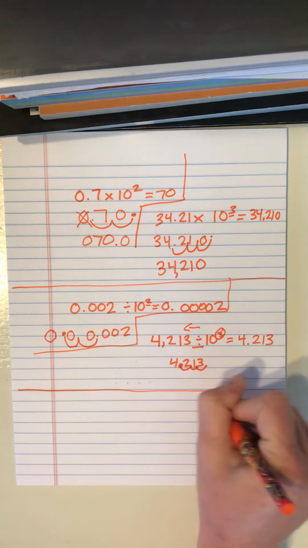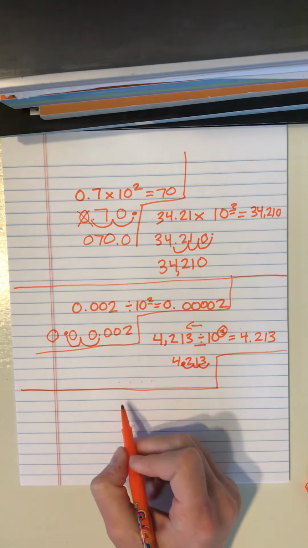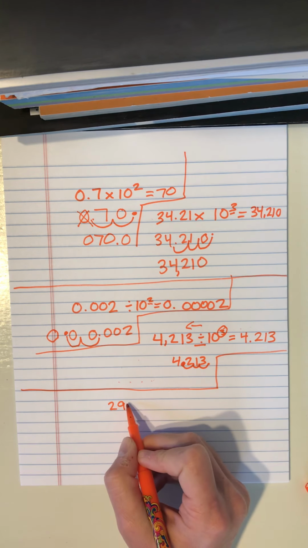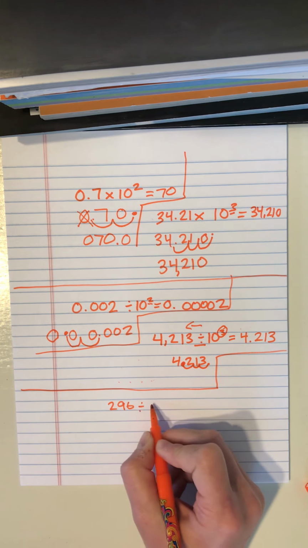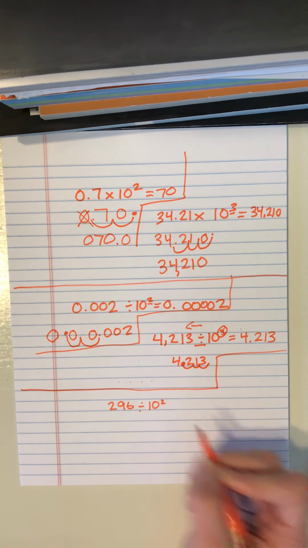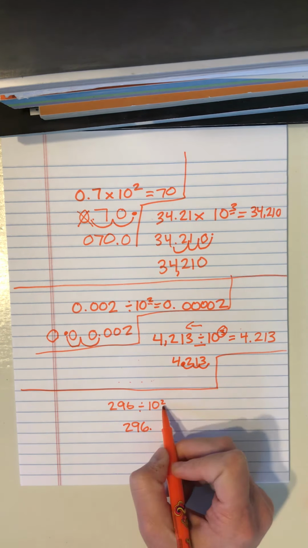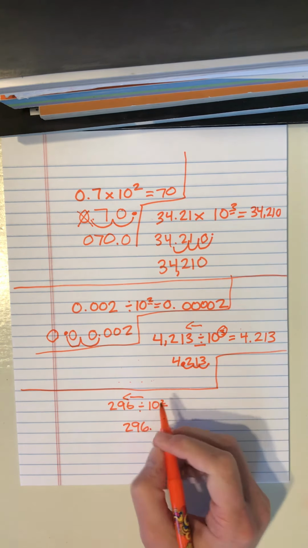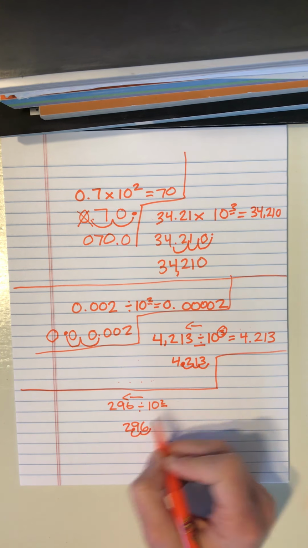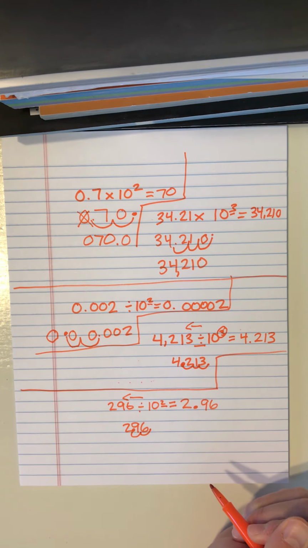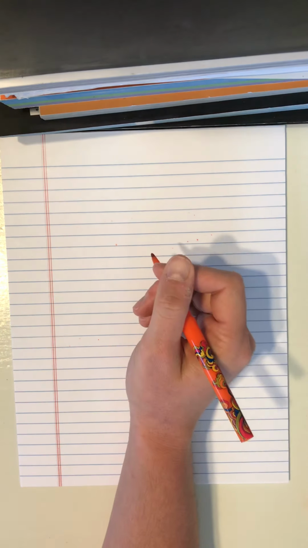Okay, we're going to do one more since I have the room. Let's do 296. And we're going to divide by 10 to the second power. When I have a whole number, my decimal is at the end. I'm going to move it 2 times to the left. 1, 2. So my new answer is 2 and 96 hundredths. So this is a review. We just learned how to multiply and divide by powers of 10. This should definitely help you on your practice problems.